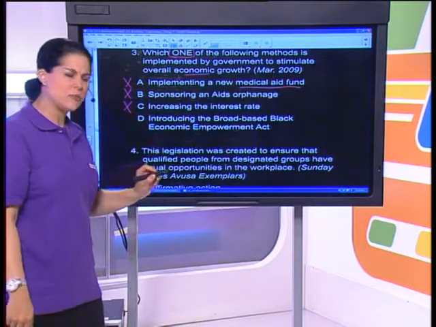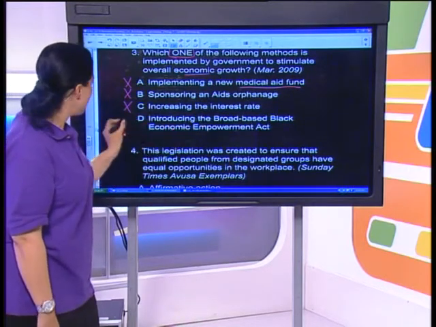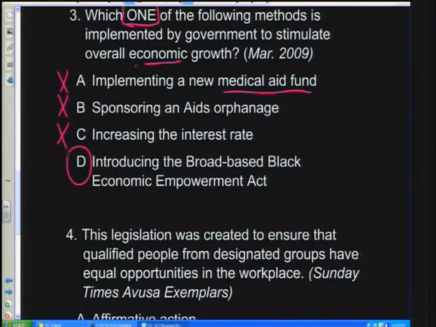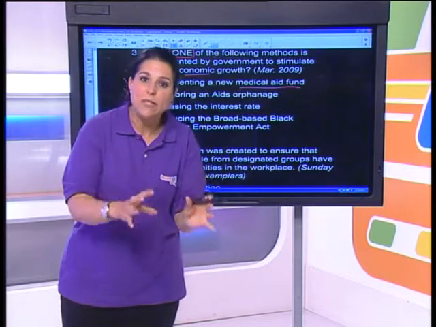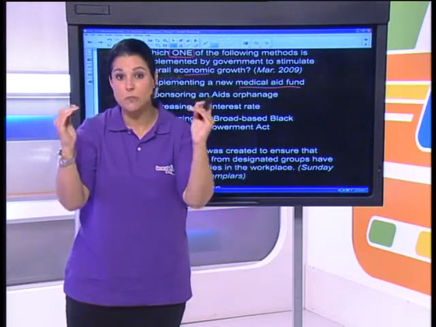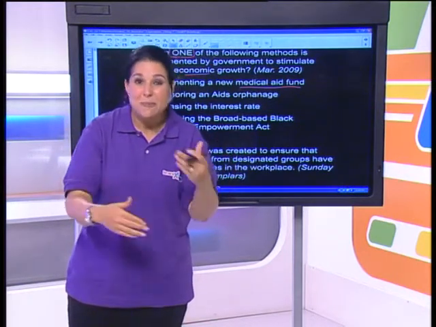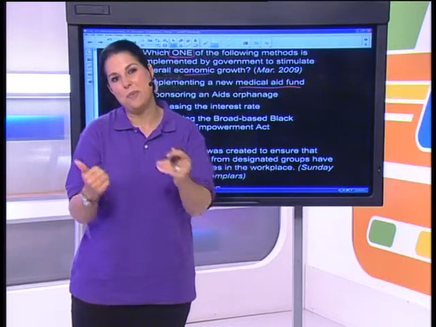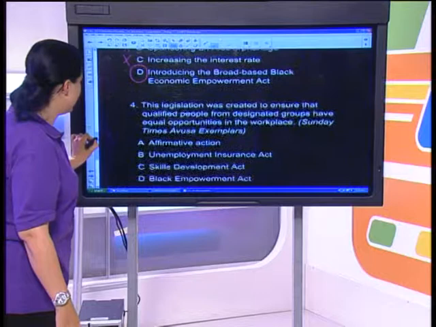Let's see if it's the last one. Introducing the Broad-Based Black Economic Empowerment Act. Definitely 100%. Why? Because BBBEE empowers black people, puts them into management and shareholder positions. They're earning more money, which means they can go spend more money, which means our economy will grow. Great. Let's carry on to number 4.